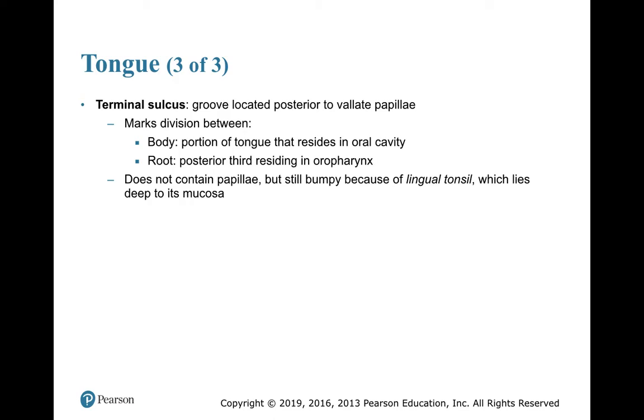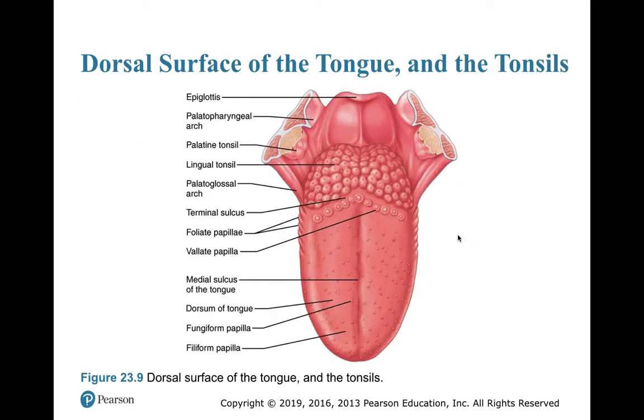The body being the portion of the tongue that's in the oral cavity, and the root is the posterior one-third that resides in the oral pharynx. This doesn't contain papillae, but it's still bumpy because of the lingual tonsil, which lies deep in its mucosa. So there's that structure we're talking about.